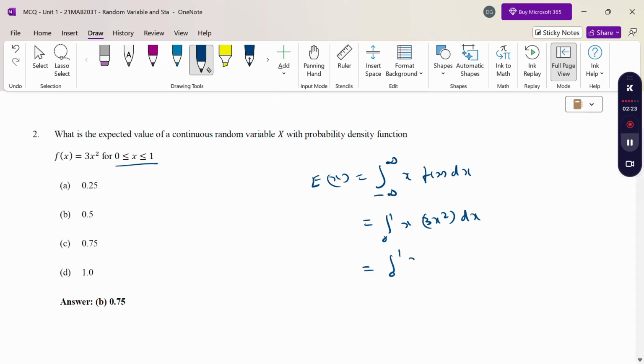Therefore integral 0 to 1 of 3x cube dx. When I am integrating, 3 is constant, x cube integration is x power 4 by 4, 0 to 1, upper limit and lower limit, so 3 by 4. So 3 by 4 in decimal, calculating 3 divided by 4, is 0.75. So the 0.75 option is C. This is not B, option C.